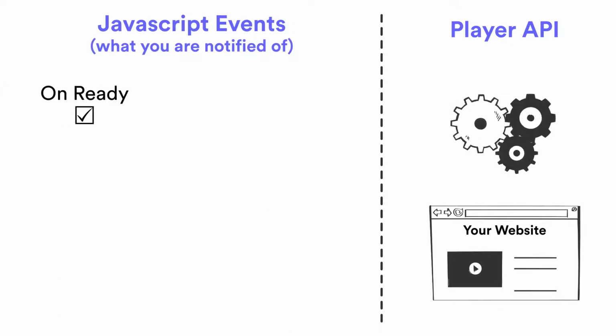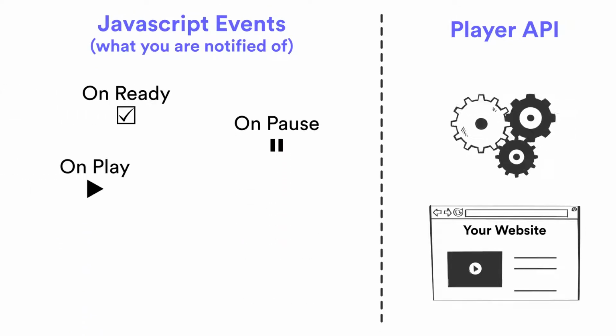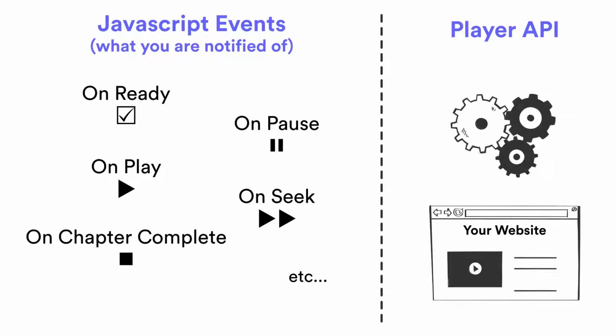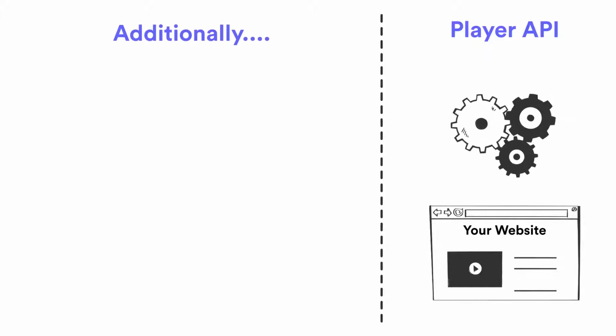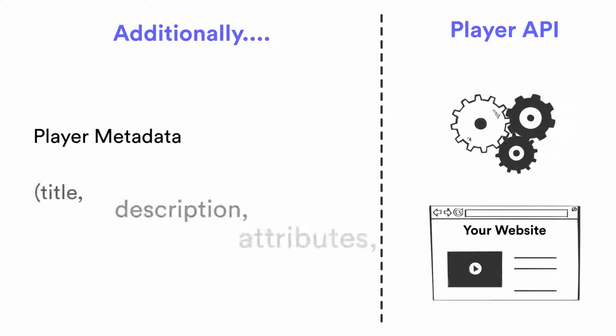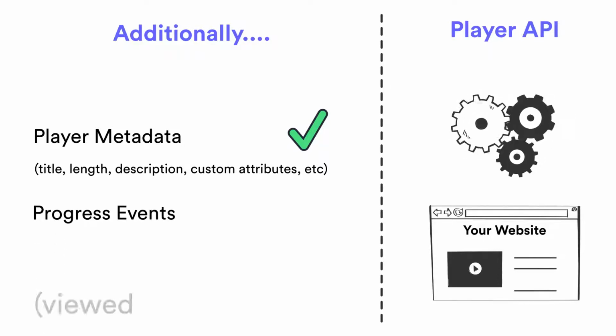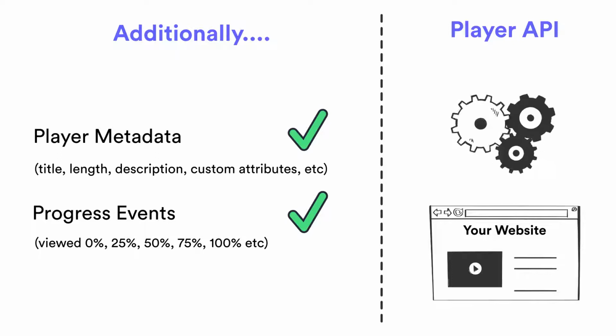Some examples of JavaScript events are onReady, onPlay, and onSeek. Methods can be programmed to complete when these JavaScript events get triggered. Also available through the API is access to player metadata, such as the title, length, description, and custom attributes. Progress events can notify the page of percentage viewing milestones that can then be passed into third-party analytics systems.